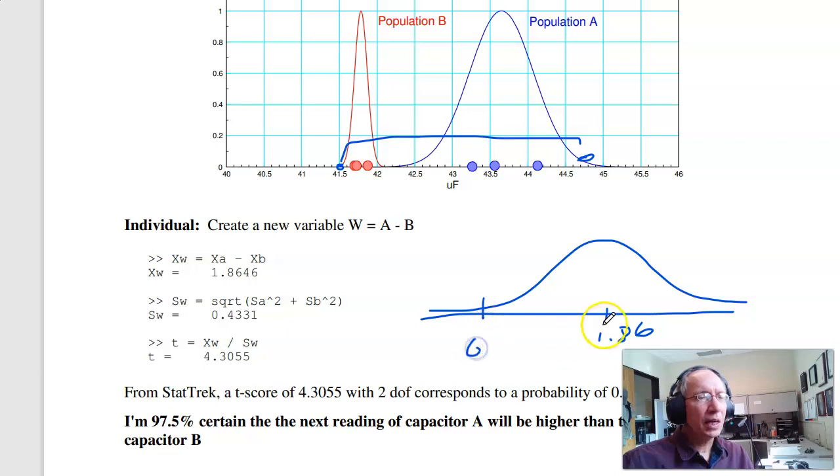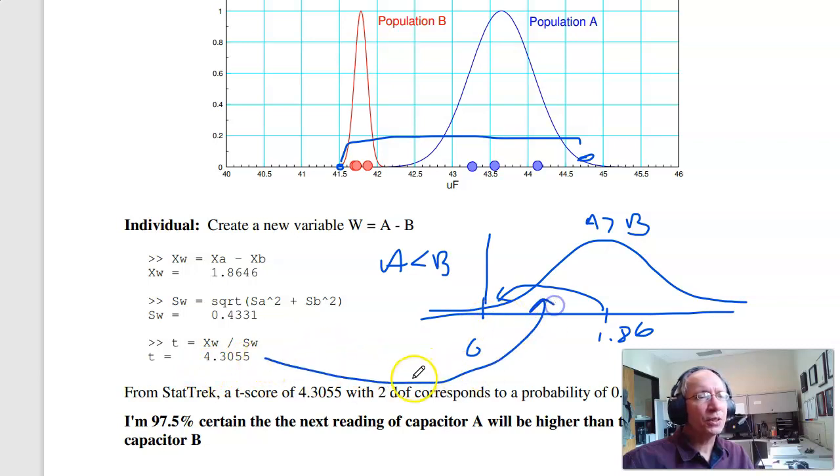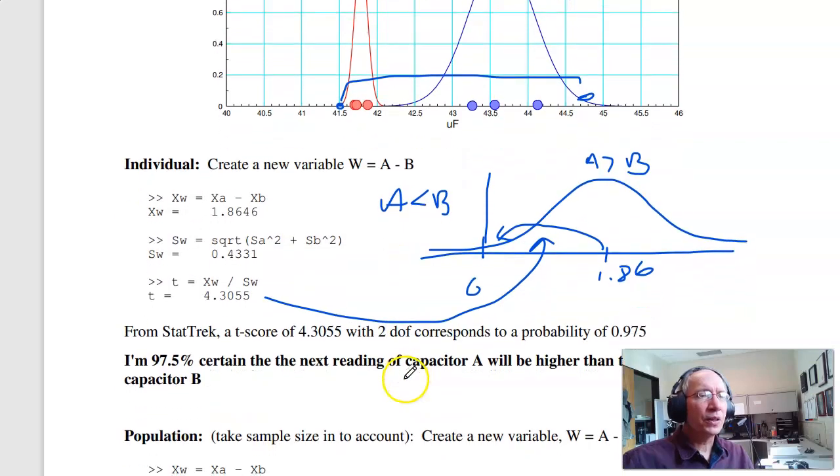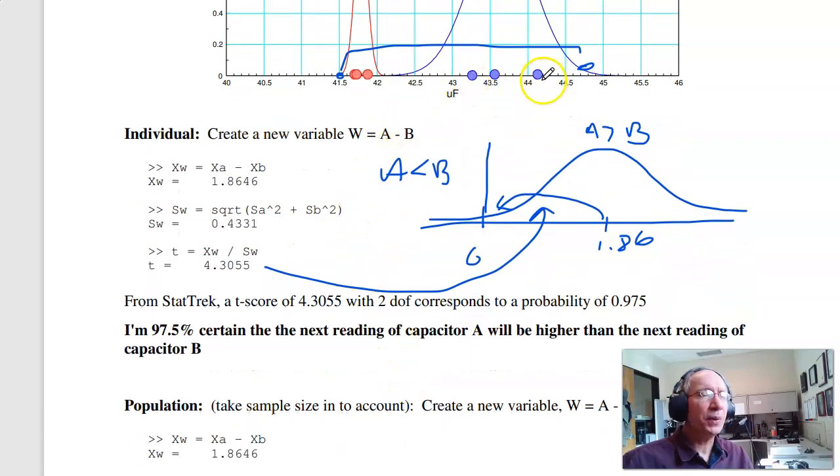Here's 0. And what I want to do is find out how far 0 is from the mean in terms of standard deviations. So this area over here is A is greater than B. This area over here is A is less than B. To find out the area that A is bigger than B, find the distance to 0. The t-score is just the mean of W divided by the standard deviation of W. That's my t-score. It's 4 standard deviations away. Going to StatTrack, I've got a sample size of 3, meaning 2 degrees of freedom. A t-score of 4.3 with 2 degrees of freedom is a 97% chance. So 97% chance my next measurement of A will be higher than the next measurement of B.